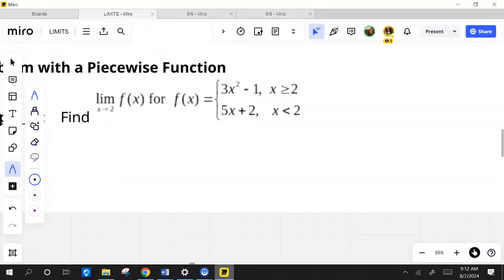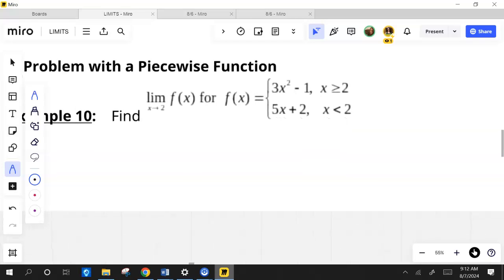Piecewise, look at what they're asking me to do. They're asking me to find the limit of a piecewise function. Think about what a piecewise function does. Could it be continuous? It could. Does it have to be? It might jump, but where is my break happening? We're at 2, right? At where the piecewise comes together. The limit as I approach 2, right?